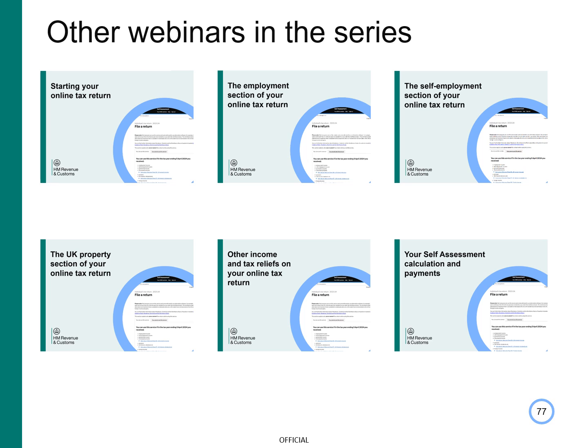I'll just remind you about our other webinars in the series. They are Starting Your Online Tax Return, the Employment section of your online tax return, the Self-Employment section of your online tax return, the UK Property section of your online tax return, other income and tax reliefs on your online tax return, and your self-assessment calculation and payments. You can find out when these webinars are running and about other products to help you with your tax return on our HMRC email updates, videos and webinars for self-assessment page on gov.uk.